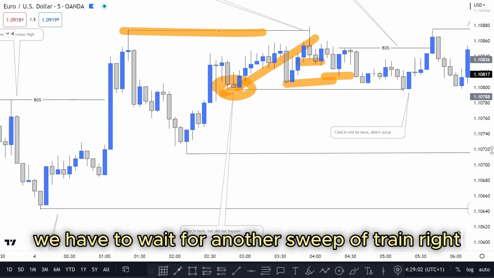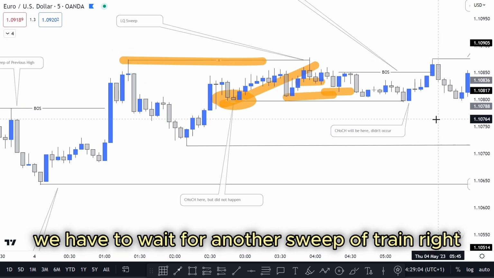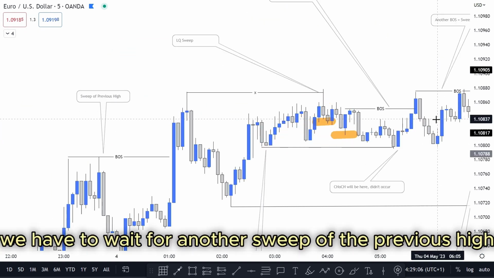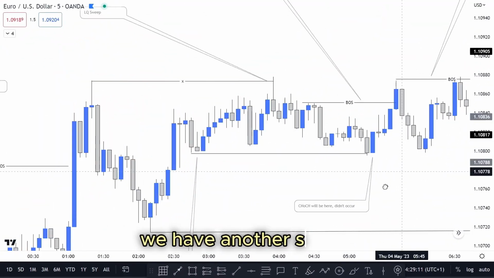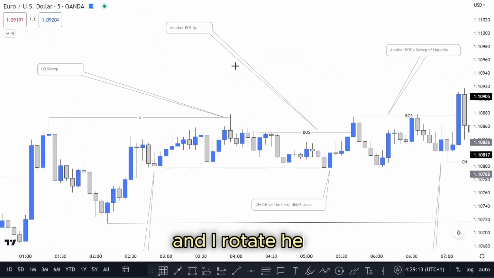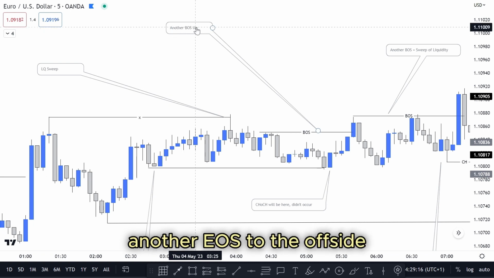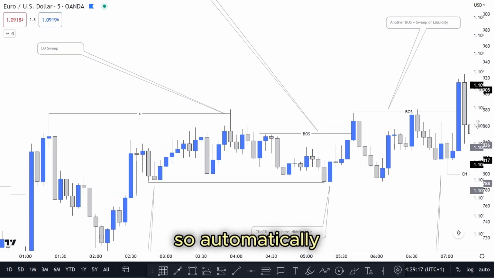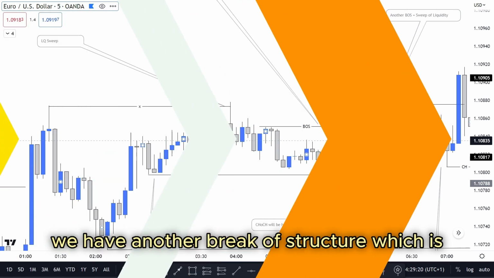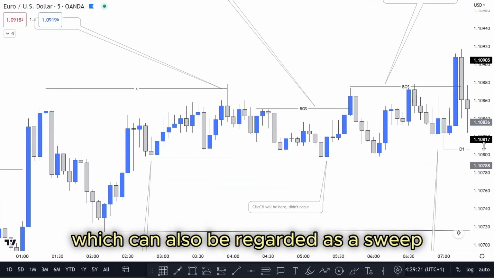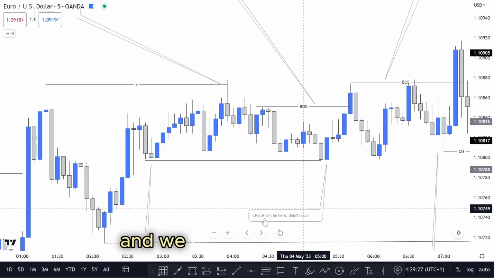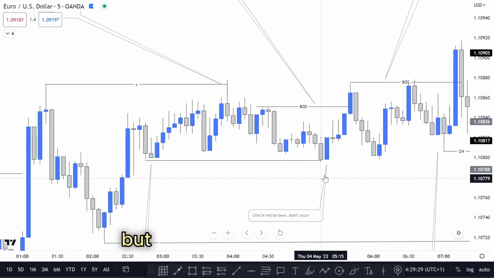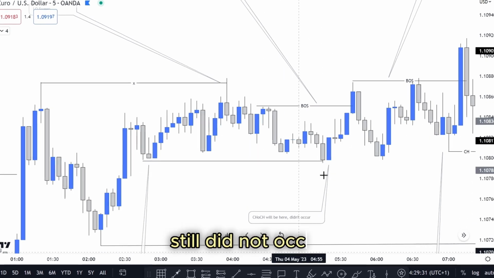So basically we have to wait for another sweep of trend, right? We have to wait for another sweep of the previous high, right? So in this case we have another sweep, and I wrote it here, another BOS to the upside. So automatically we have another break of structure, which can also be regarded as a sweep of market structure, of liquidity rather, and we have our choke here, but this change of character still did not occur.